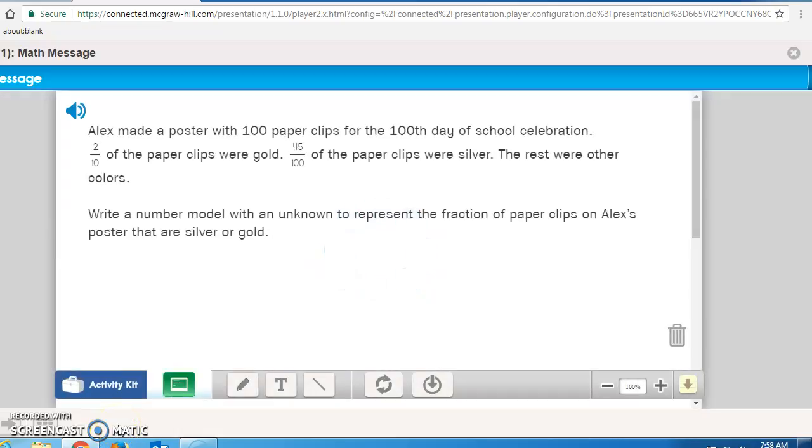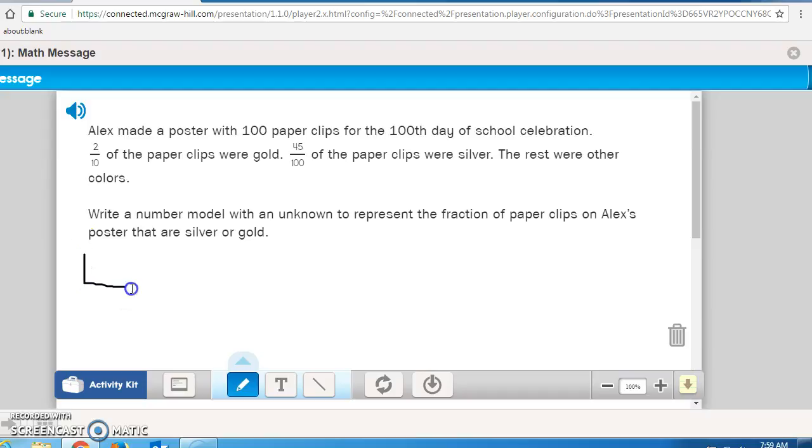Read this problem to yourself as I read it out loud. It says, Alex made a poster with 100 paper clips for the 100th day of school celebration. 2/10 of the paper clips were gold. 45 hundredths of the paper clips were silver. The rest were other colors. Write a number model with an unknown to represent the fraction of paper clips on Alex's poster that are silver or gold.